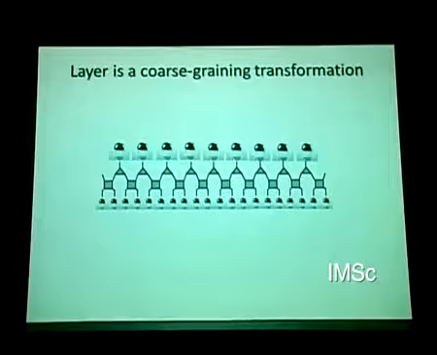Yeah, so if you come from a site over here, you will go to two sites here. But going this way, you will always go to one site. So that was coarse-graining in the sense of wave functions. So that's how the lattice itself looks under this transformation.